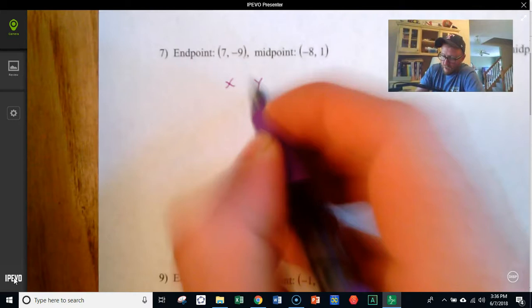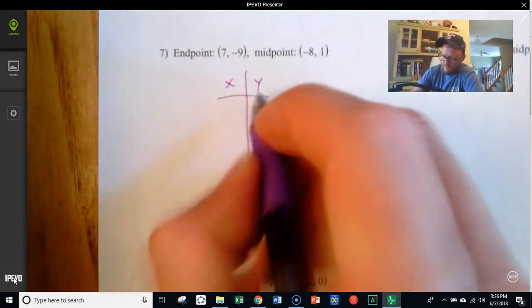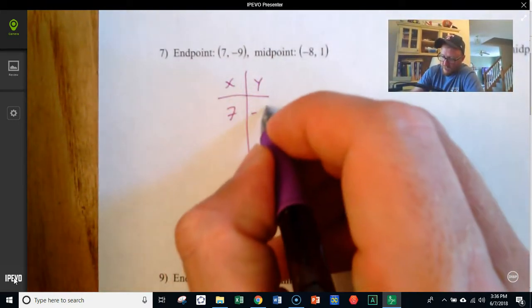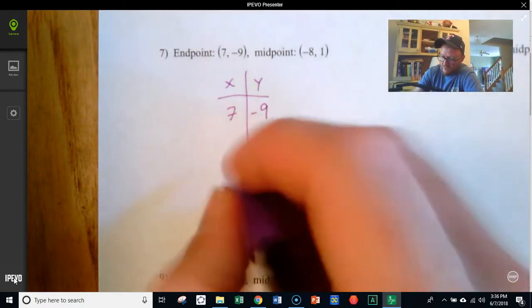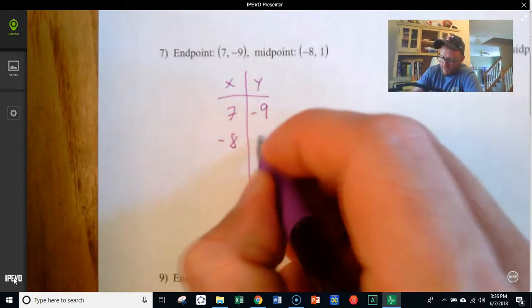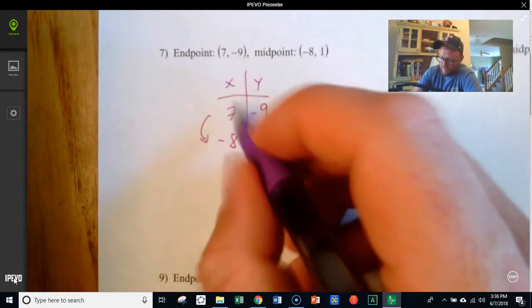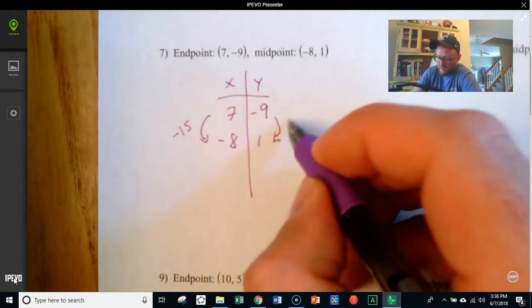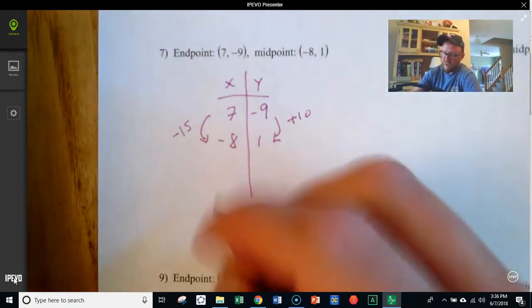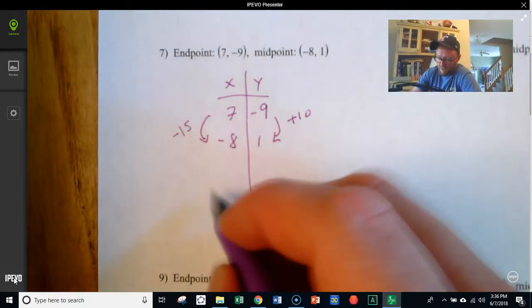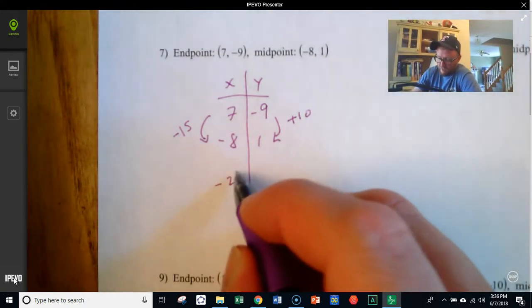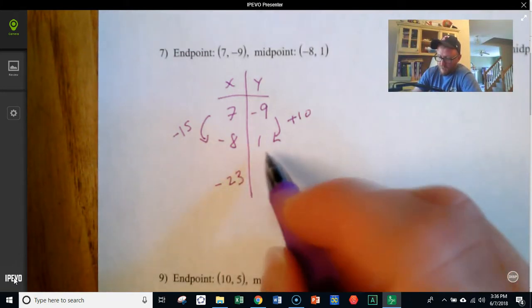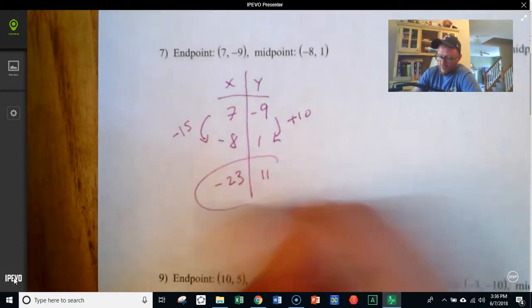So we've got x, y. We're going from 7, -9, to -8, 1. From 7 to -8 is down 15. From -9 to 1 is plus 10. Down another 15 will leave us at -23. Up another 10 will leave us at 11.